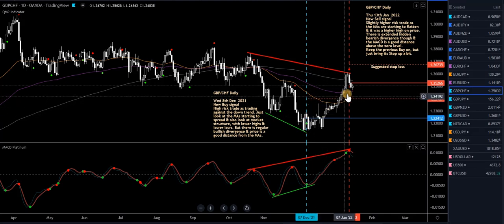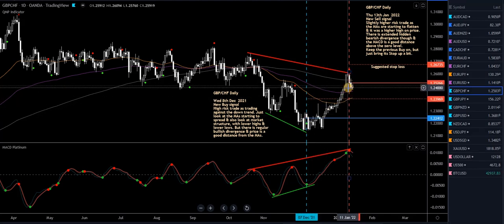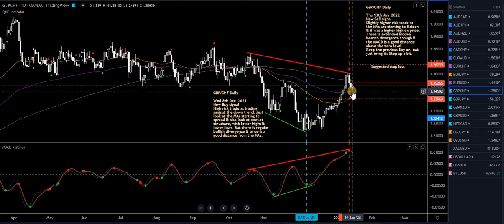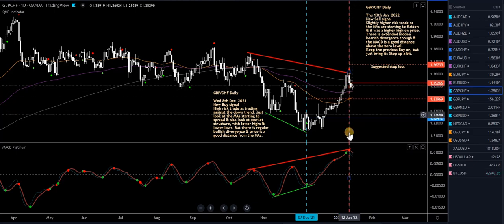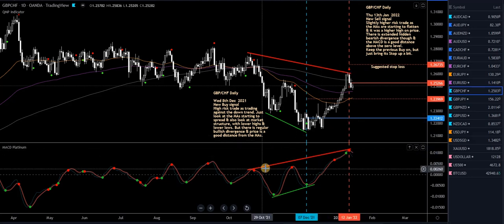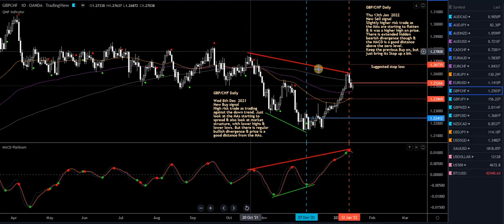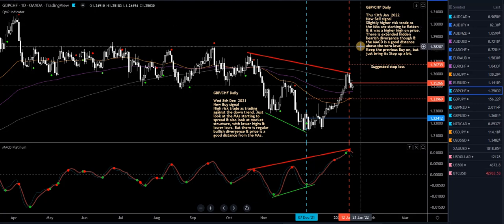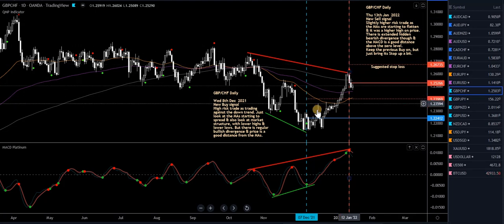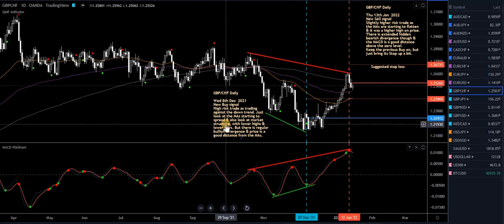We can't lose on that. Good. Sell was the most recent trade earlier in the week. Went nicely Thursday, Friday, didn't really take off. MACD platinum still a long way above the zero level. Again, hidden bearish divergence. You can read my notes for the sell there. Stop there. So we've got price trapped, haven't we?